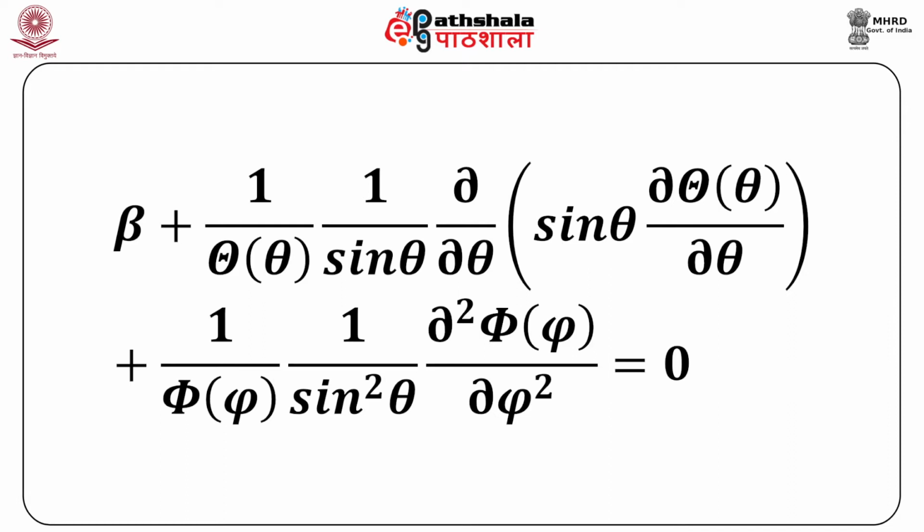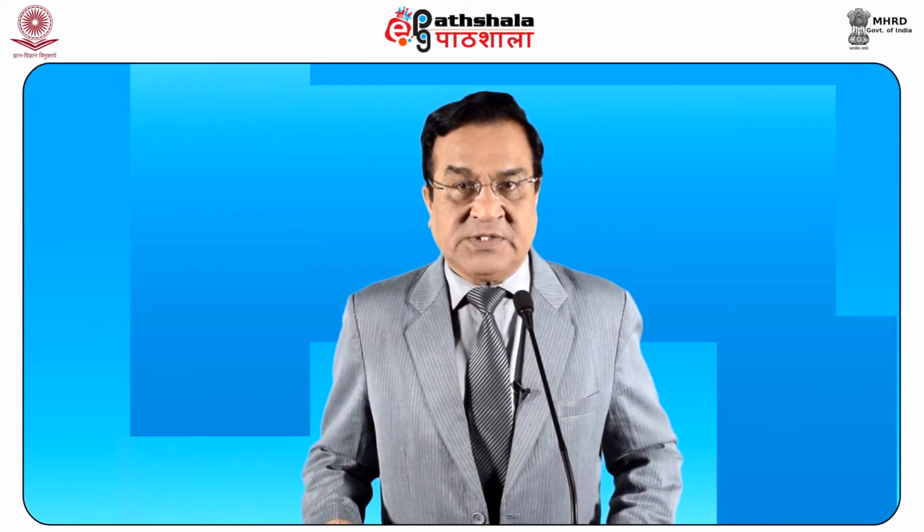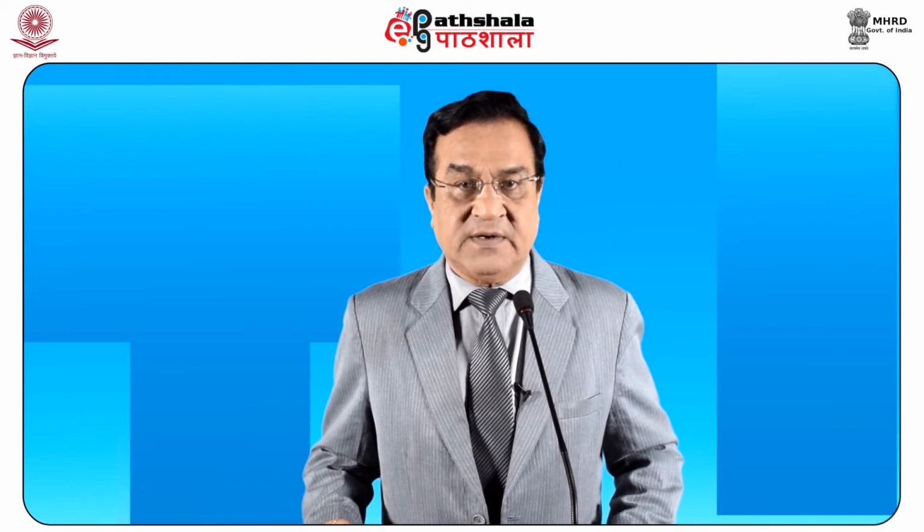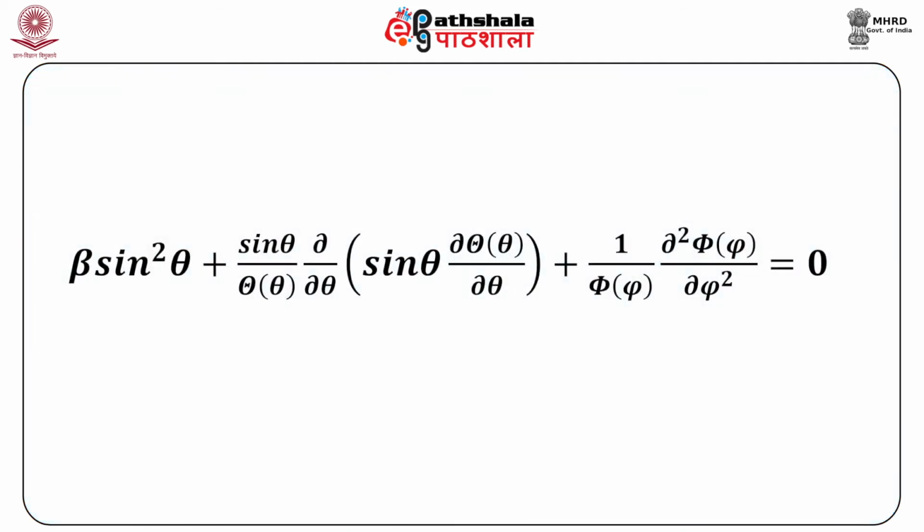So this now becomes the total electronic Schrodinger equation. If we multiply this equation by sin squared theta, we reduce it to a simpler form, and we get an equation which looks like this: beta sin squared theta plus sin theta upon Θ(θ) del by del theta, in parenthesis sin theta del Θ by del theta, plus 1 upon Φ(φ) del 2 Φ by del phi squared is equal to 0.